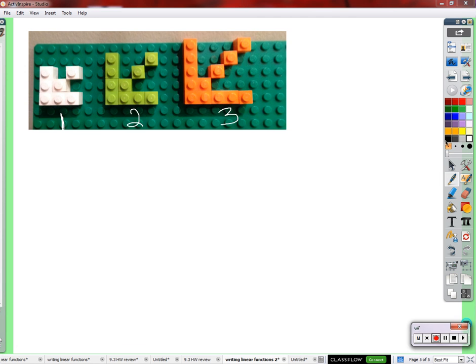In figure one, what did we say? How many do we have? Seven. How many in this one? Ten. How many in this one? 13. Okay, do we notice a pattern? Yes! What pattern do we notice? Goes up by three. Everybody agree that it goes up by three? Yeah. Can you show us where the three are, Tiana?